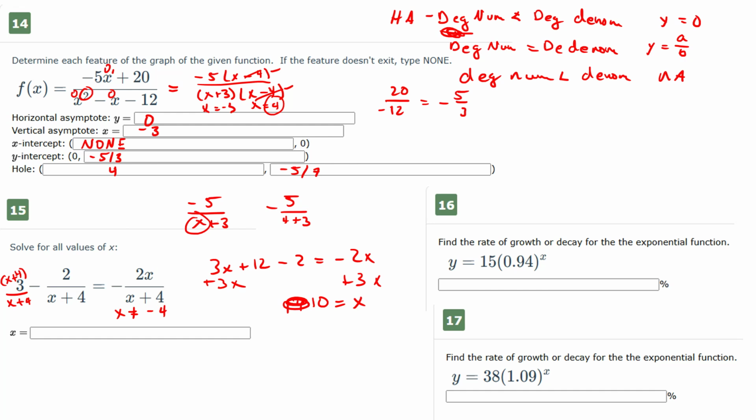Did I miss something here? Oh, because I'm dumb. This needs to be minus. Let's try that again. 10 equals negative 5x. We divide by negative 5. X equals negative 2.